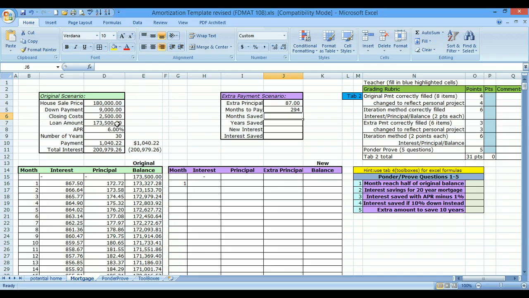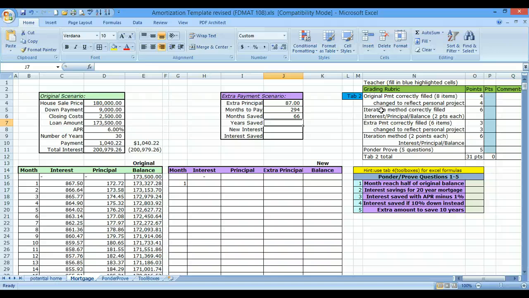Now I'm only paying for 294 months versus we went all the way to 360 over here on the original scenario, which means the months saved, I want this to calculate. I have 12 months in a year times 30, or I could have just typed in 360 because you know that, and subtract the months that I have to pay instead. And there we go. You save 66 months by paying only $87 every single month.